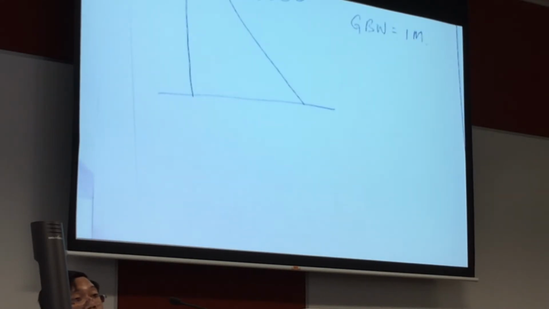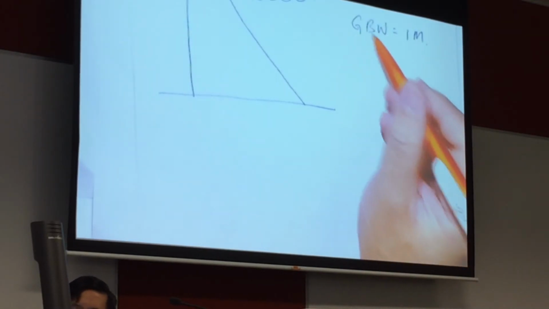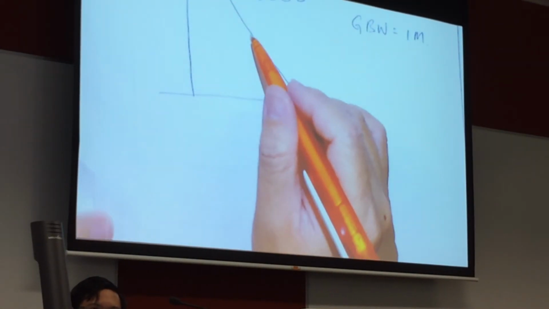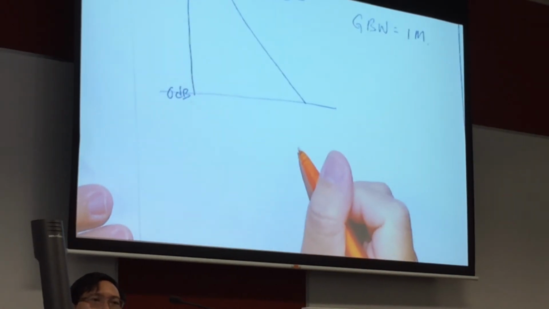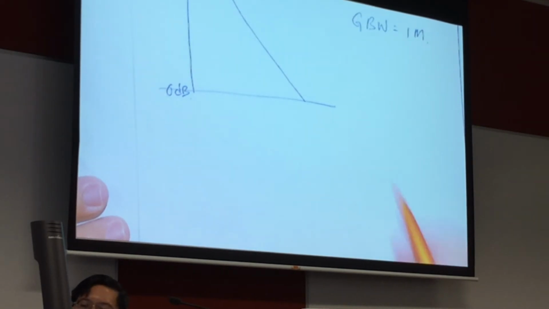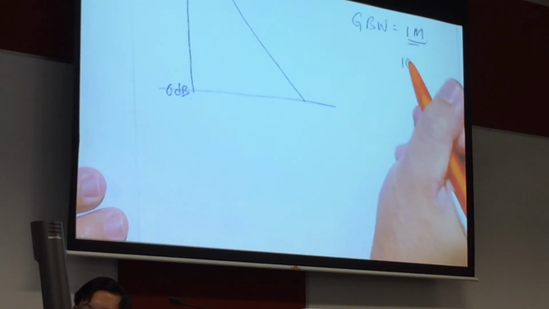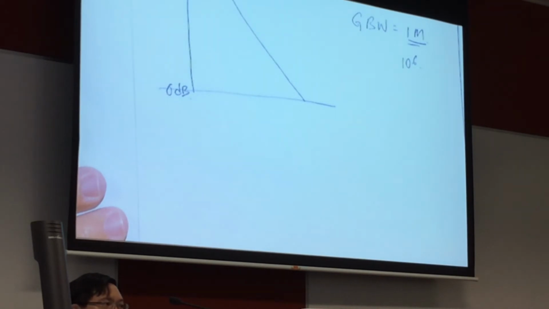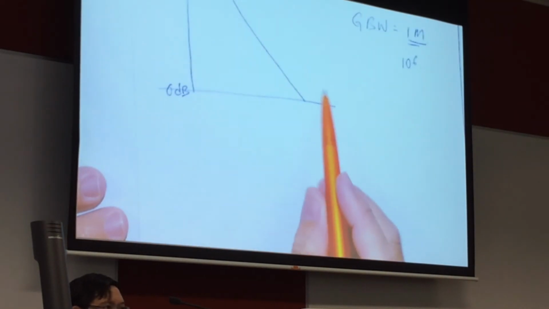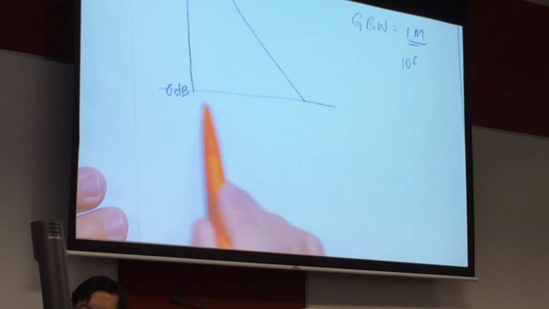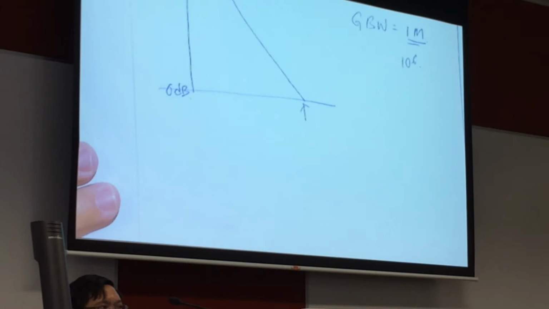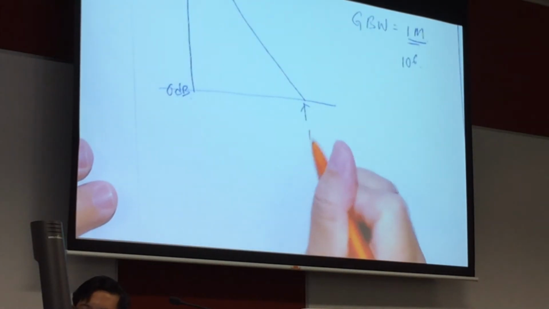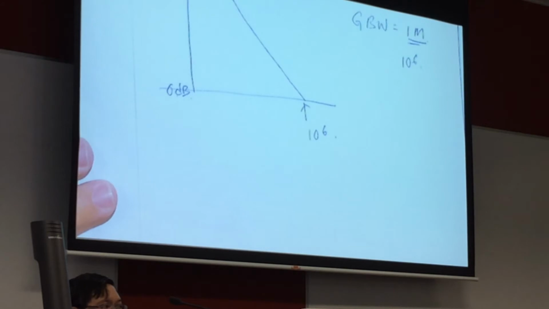It just means the exam question. Alright, look here, class. Now, if this is 0 dB, and let's say I tell you gain bandwidth product is 1 meg, which is 10 to the power 6, and ask you to sketch the waveform, can you tell me if this is 0 dB, what would be this point here? This will be 10 to the power 6. Is that correct?